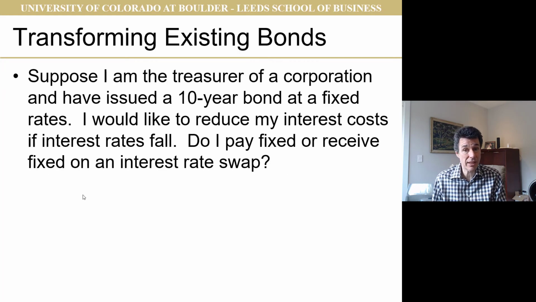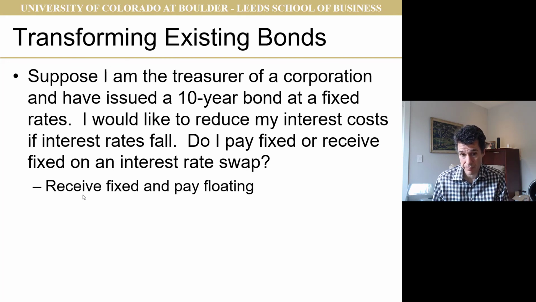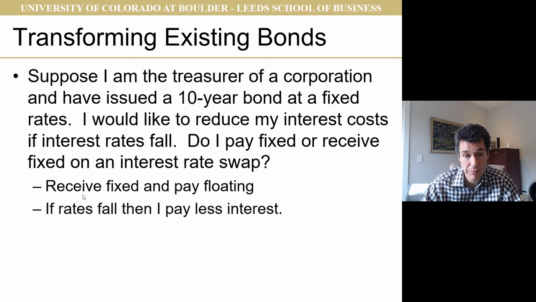I take bonds that already exist. This is kind of what we already saw. If I've already issued a 10-year bond and I'd like my interest cost to fall if interest rates fall, well, I'm already paying fixed on the bond. So what I'd like to do is receive fixed, pay floating, right? Receive fixed, that offsets the fixed rate on the bond, pay floating, and now if interest rates fall, I reduce my interest costs.